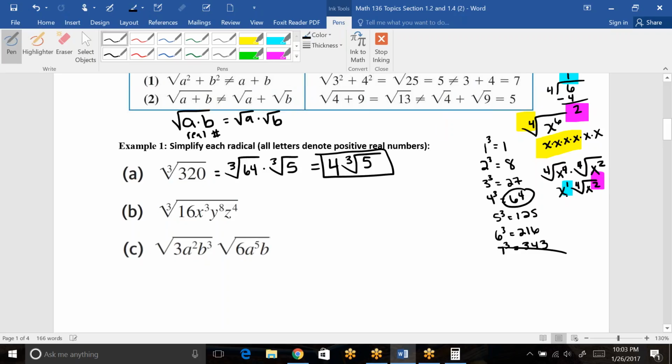4 goes into 6 one time completely. That's why there's an x to the first on the outside, with 2 left over. That's why there's 2 inside. So let's see if we can use this trick of division to do part B.